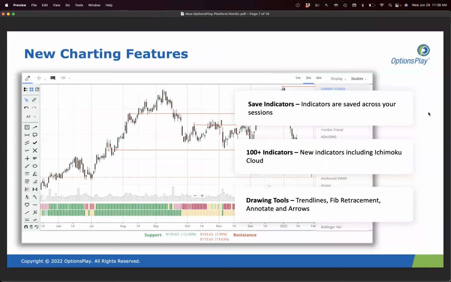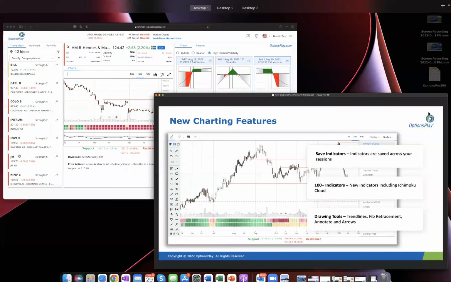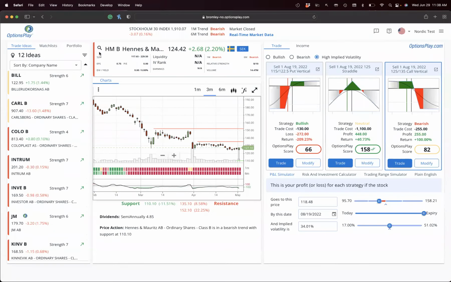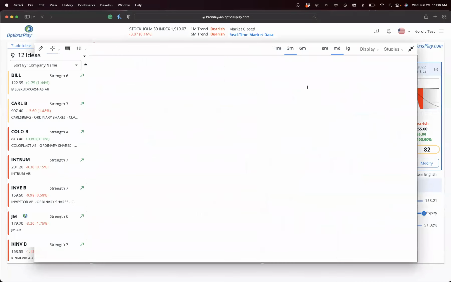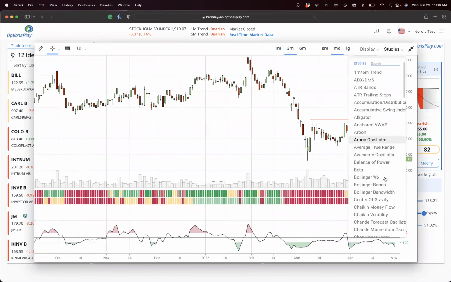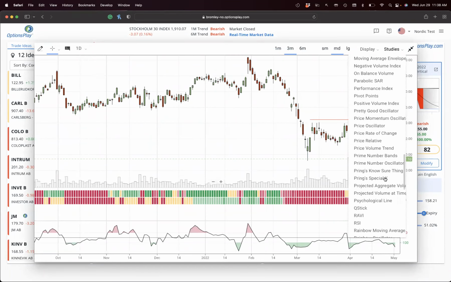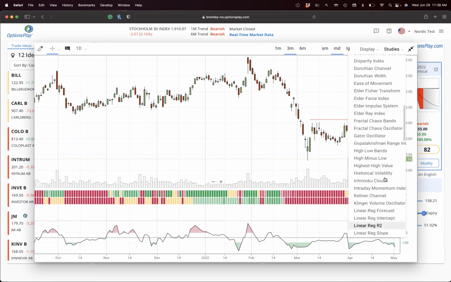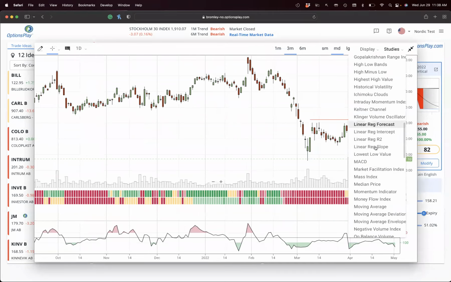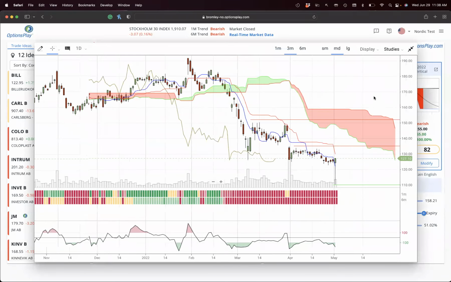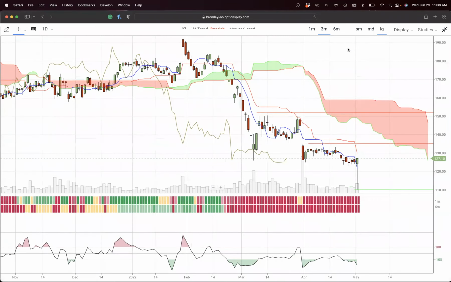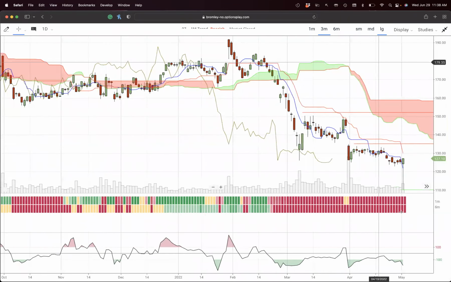The next thing that we added is a brand new charting feature. So now, not only do you have a brand new charting package, you also have access to far more new studies that you can add onto your platform. So let's say you want to add something like an Ichimoku cloud. You can do that immediately on the page, and you can even have full screen charts now. So you can look at a full screen chart.